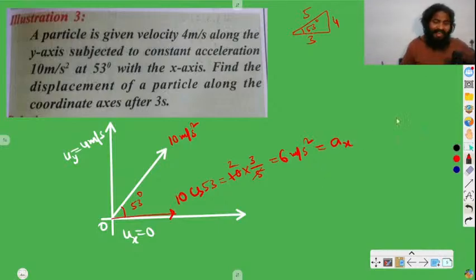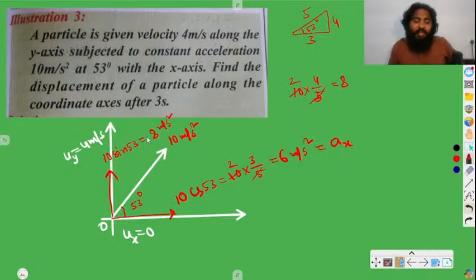And in the same way, what about the vertical component? This is nothing but 10 sin 53. This is the acceleration. What is 10 into sin 53? Sin 53 is opposite by hypotenuse, 4 by 5. 10 into 4 by 5, 2 times 4 is 8, so it is nothing but 8 meter per second square. So this is the acceleration along the y-axis.